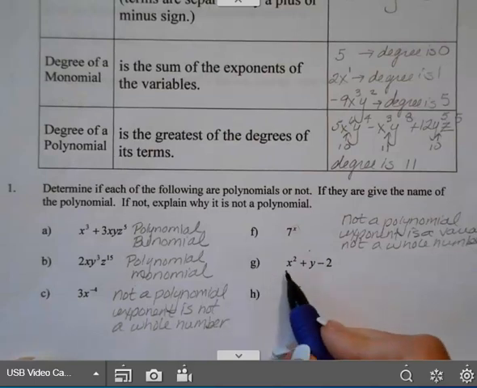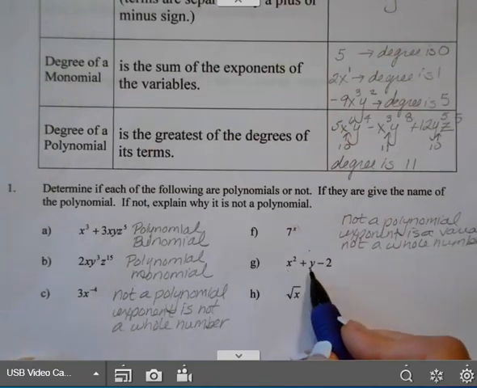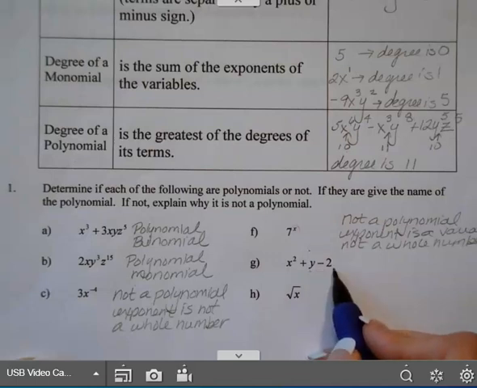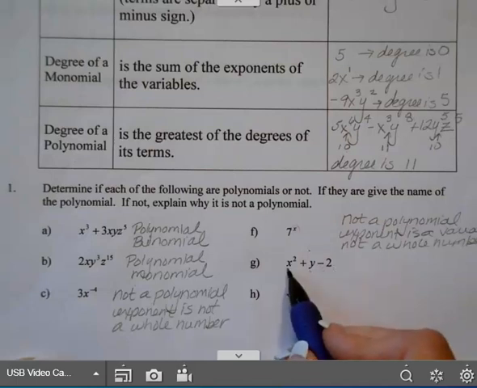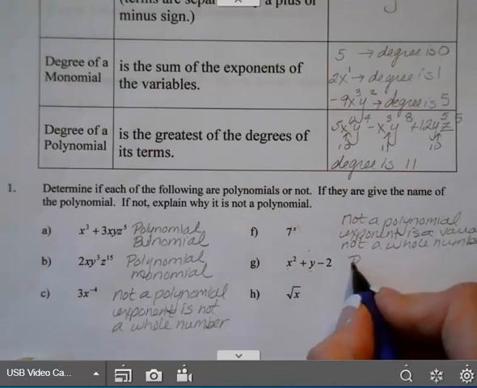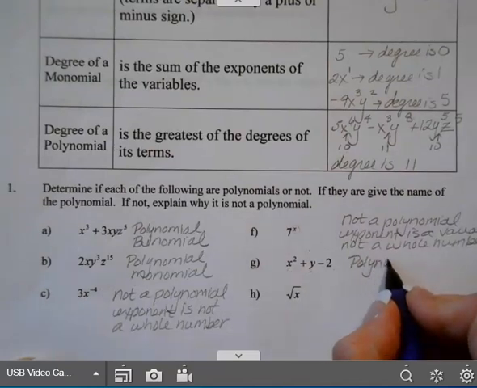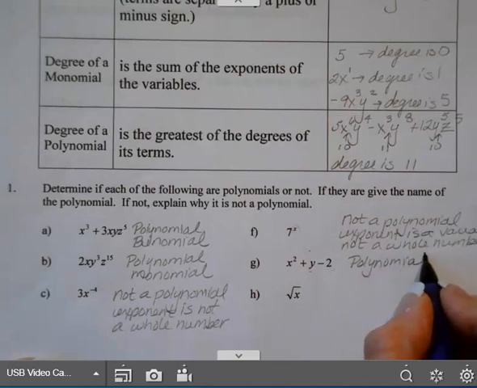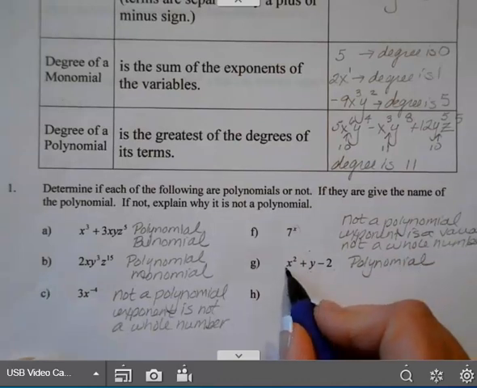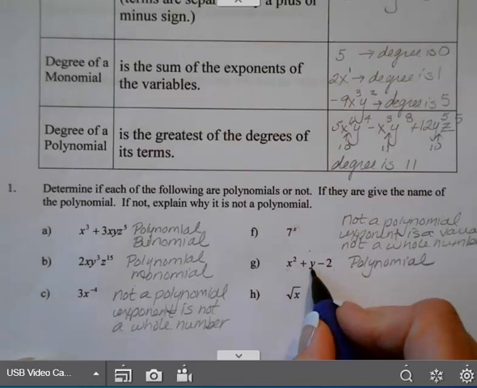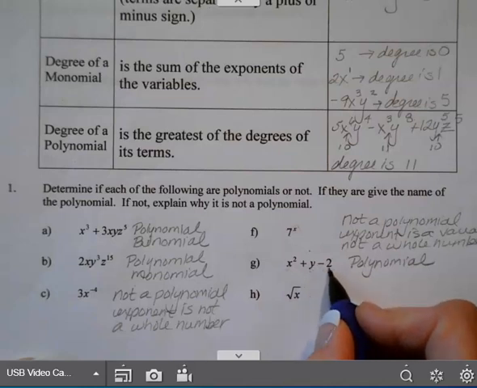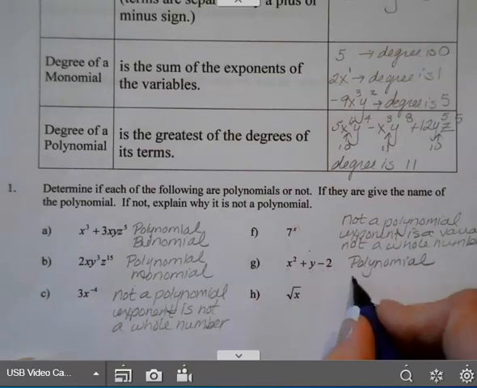On G, I have x squared, y, and negative 2. So all my variables have whole number exponents. So this is a polynomial. Terms are separated by plus and minus. So this is my first term. I got a plus. Y is my second term. Got a minus. My third term is negative 2. So this is a trinomial.